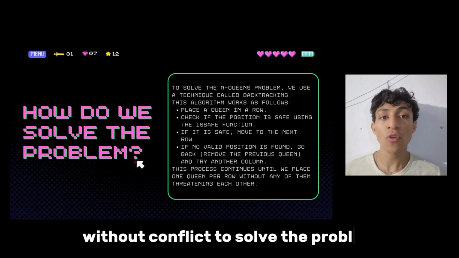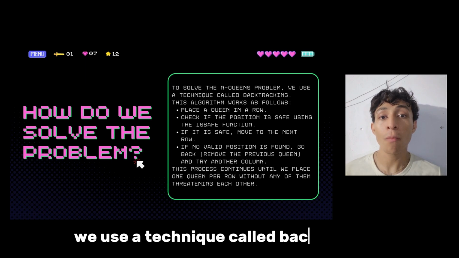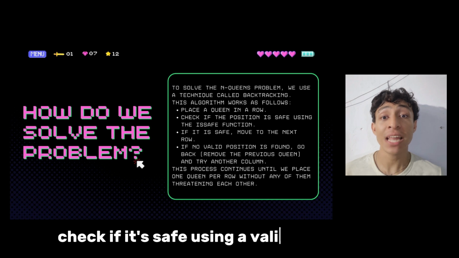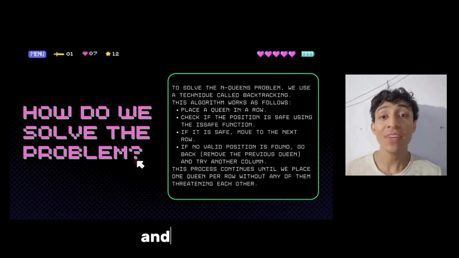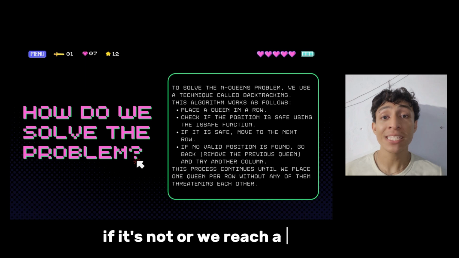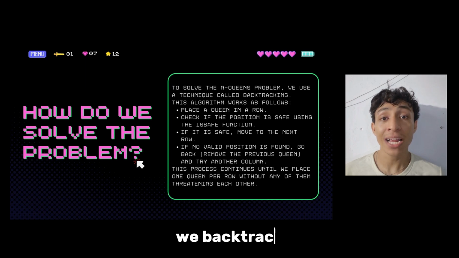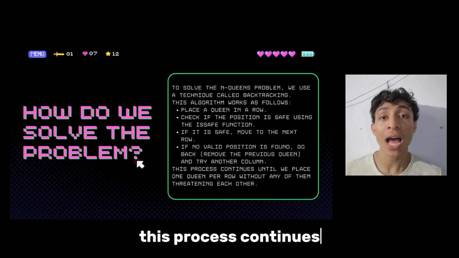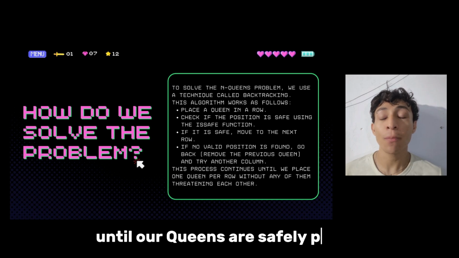To solve this problem, we use a technique called backtracking. We place a queen, check if it's safe using a validation function, and if it is, we continue. If it's not, or we reach a dead end, we'll backtrack, removing the queen and trying another position. This process continues until our queens are safely placed.